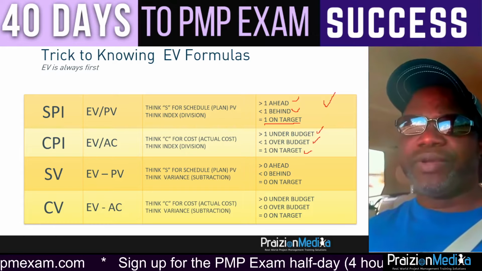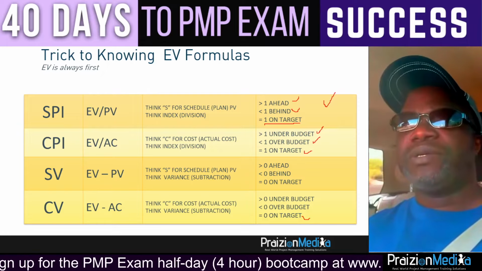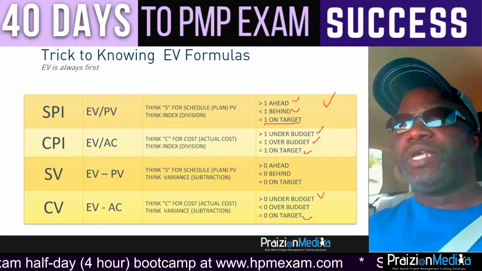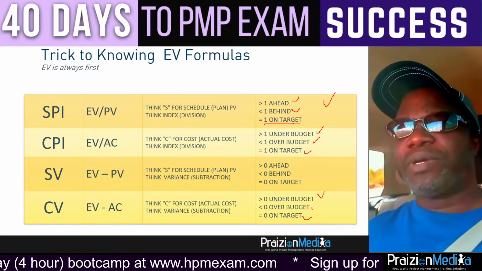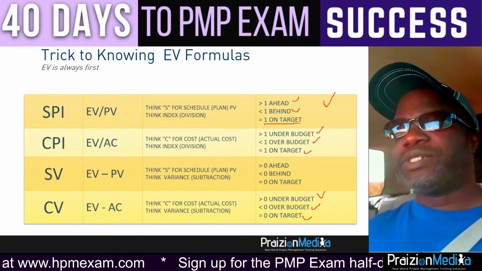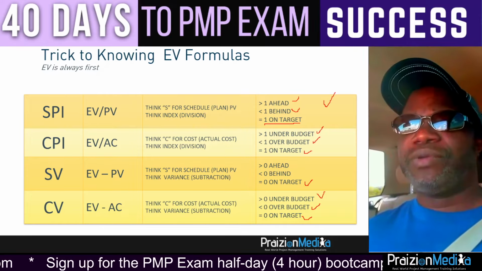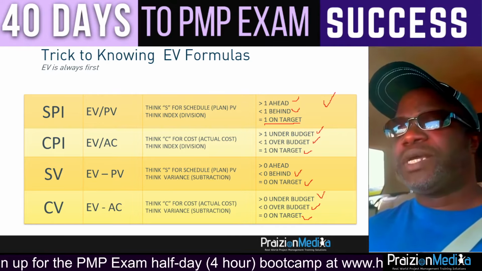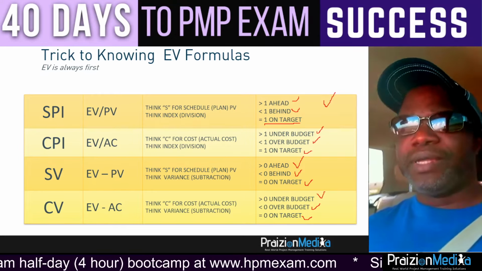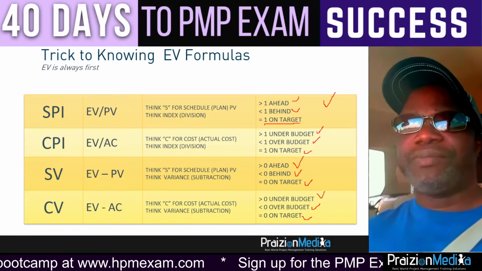So get the convention straight, okay? CV equals 0, cost variance is 0, means you're on budget. CV equals anything greater than 0, you're under budget. And CV less than 0, like a negative number, means you're over budget. Schedule variance equals 0, you're on schedule. Schedule variance less than 0, you're behind schedule. And schedule variance greater than 0, like a positive number, means you are ahead of schedule. That's really what you need for cost management.